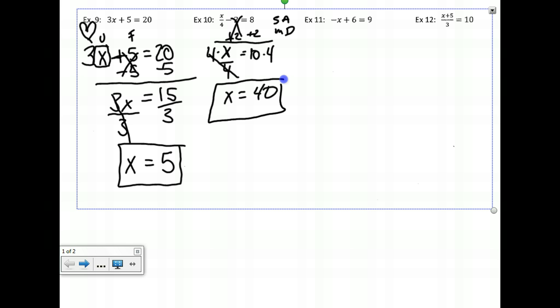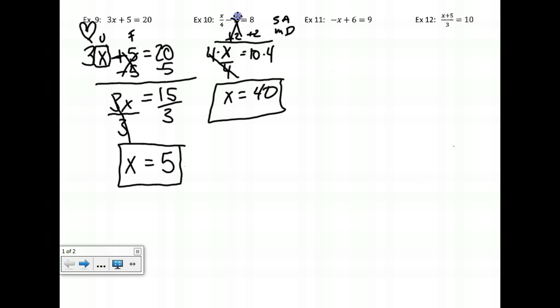And that's our answer. Once again, do I expect you to show yourself checking? No, but I do expect you to check. So you should be able to take 5, plug it in. 3 times 5 is 15. 15 plus 5 is 20. I'm good. 40 divided by 4 is 10. 10 minus, I know you can't see it, but that's a 2, is 8. So that's 8, and we're good.